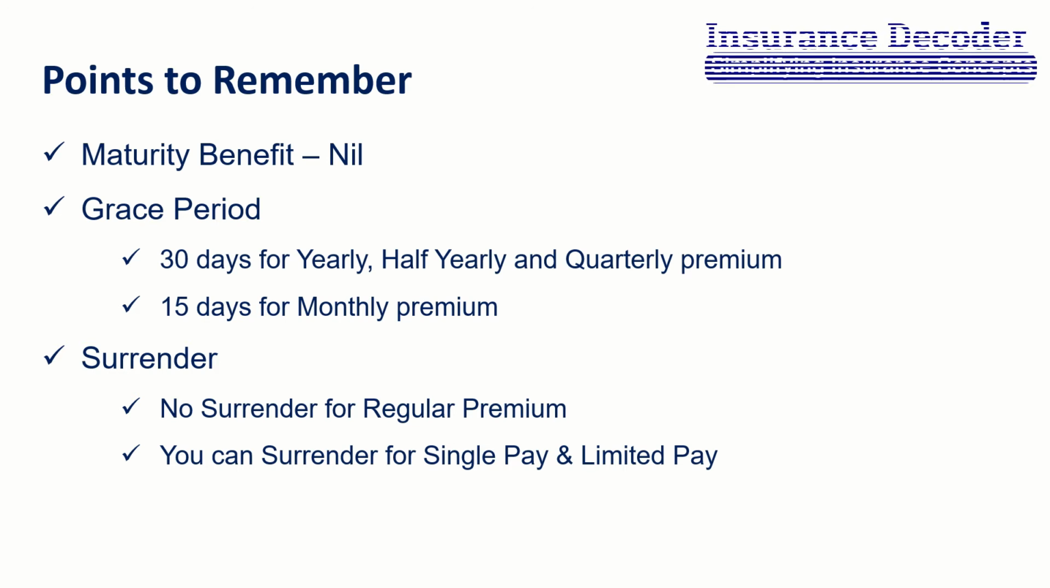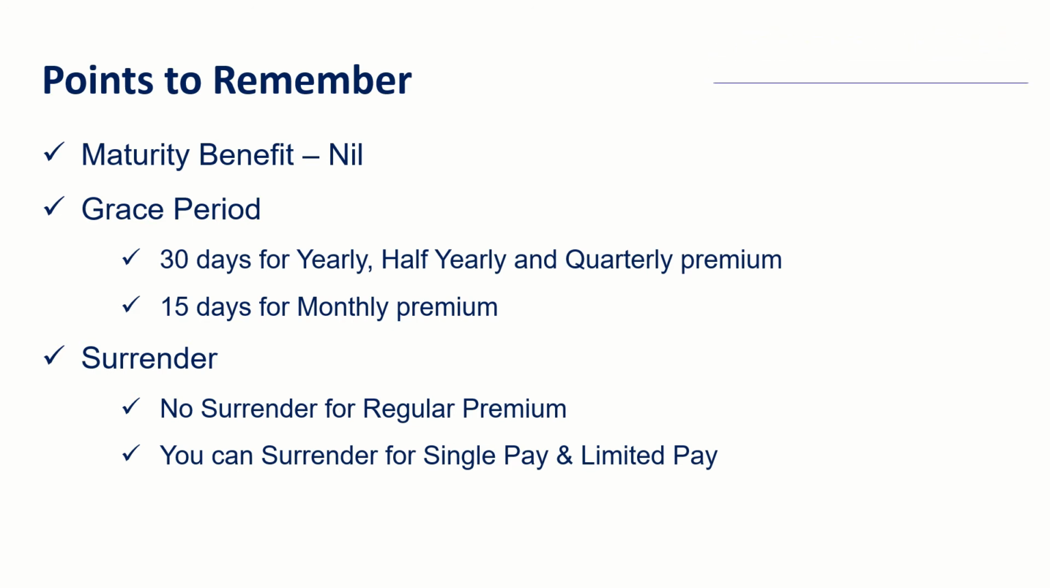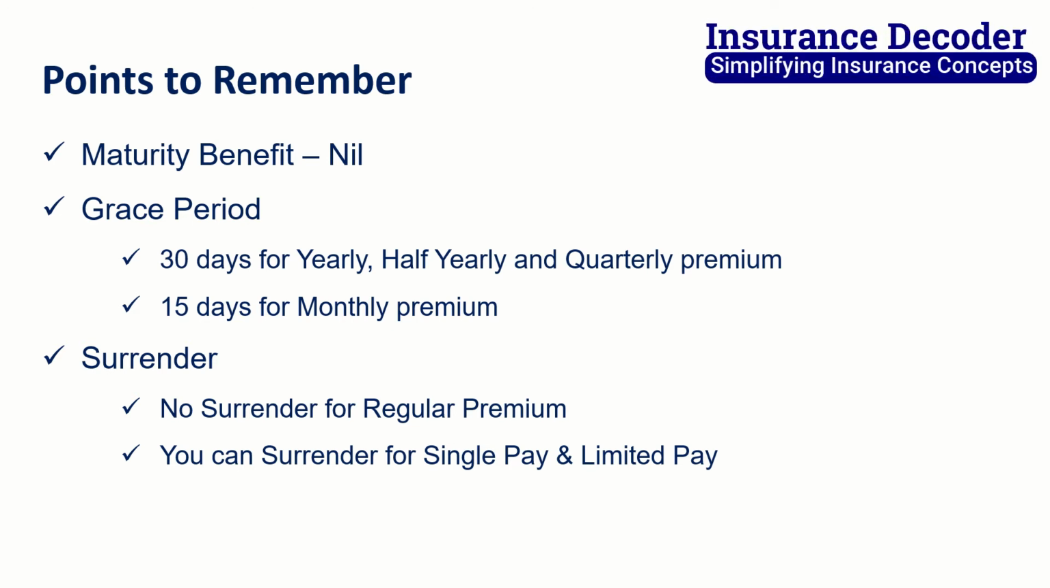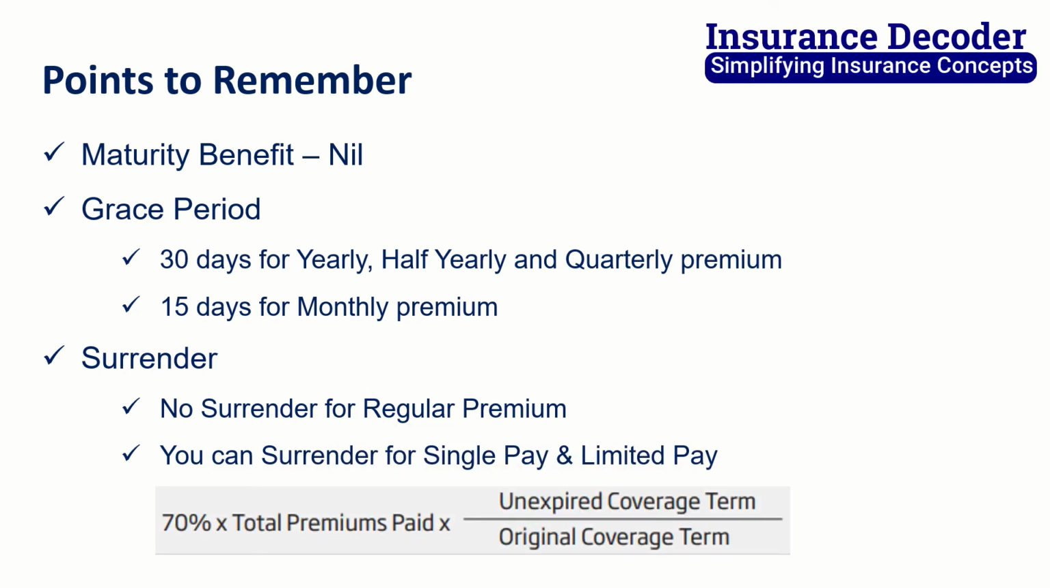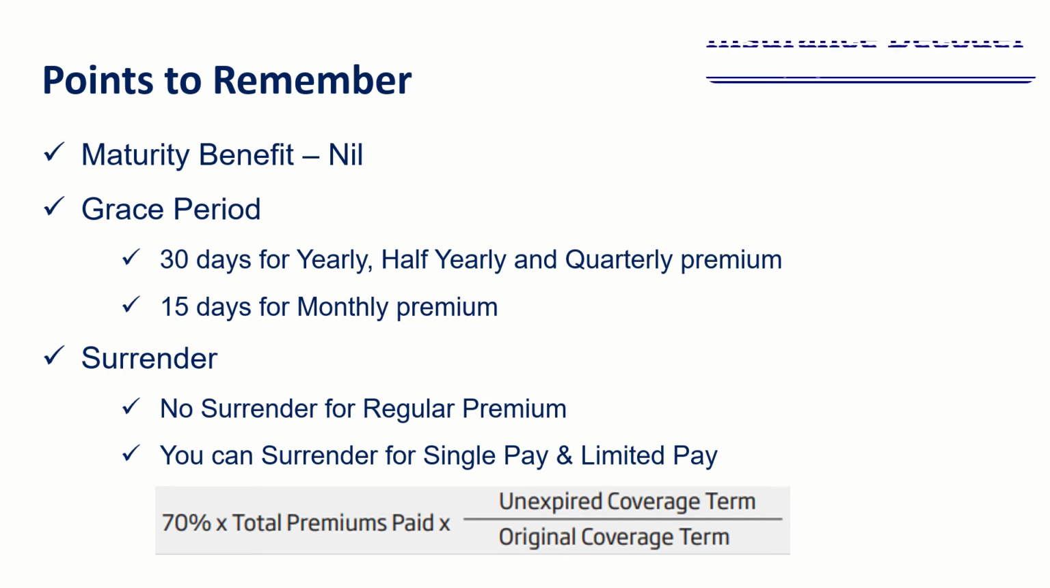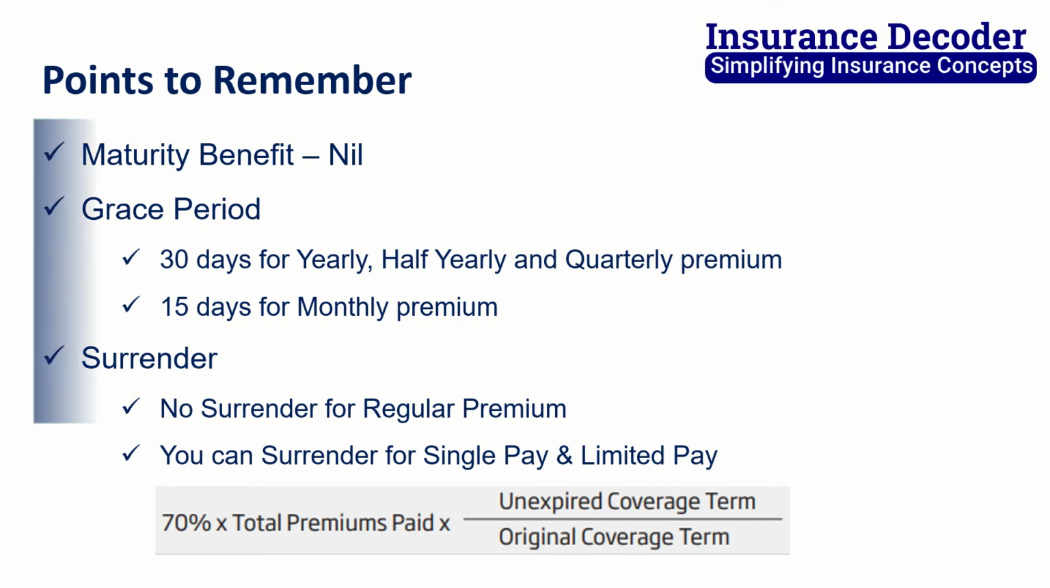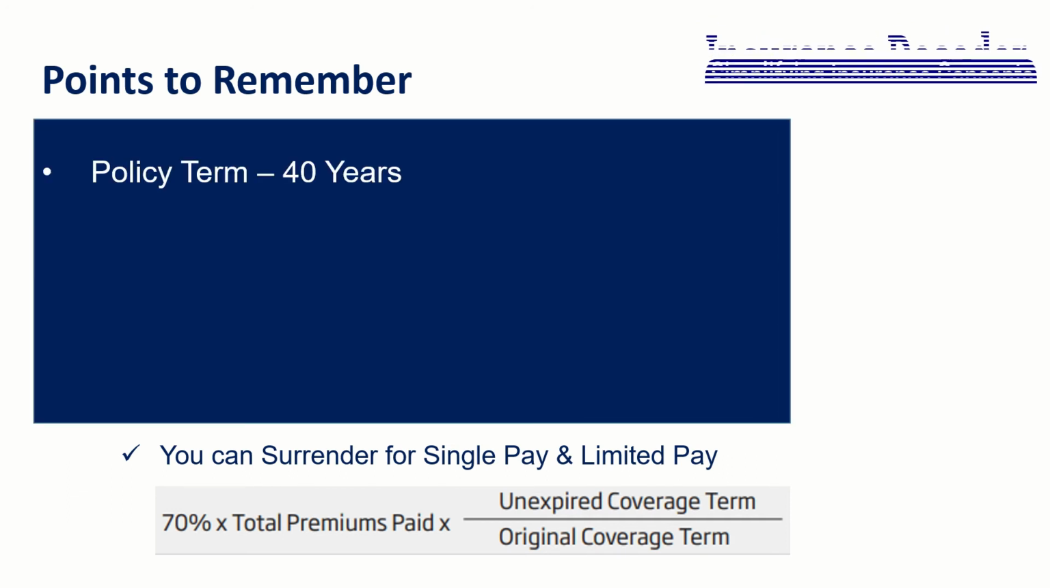Because once you have taken the policy, if you then think that this policy is not good and you want to surrender that policy, then you will not be getting the amount which you have already paid to the insurance company. They will deduct heavily. So in this case, they have given a formula: 70% multiplied by total premium paid, multiplied by unexpired coverage term, divided by original coverage term. So with this formula, you can calculate the surrender value whenever you want.